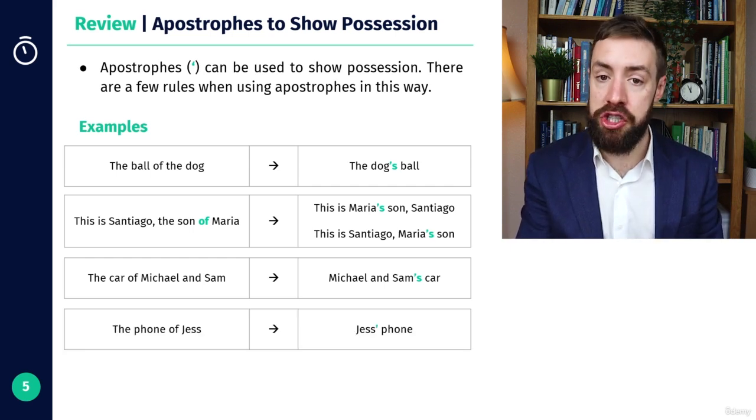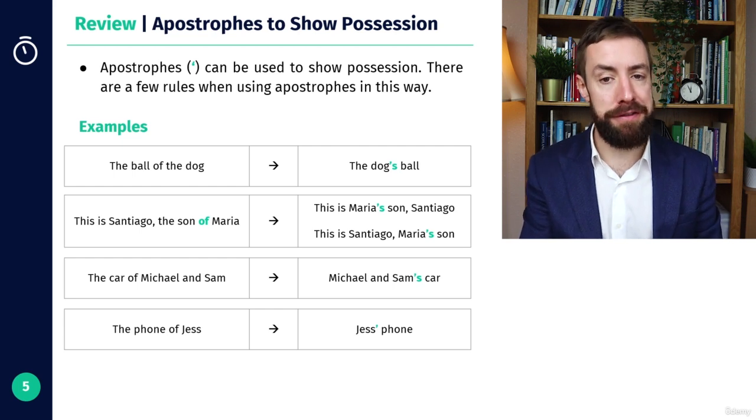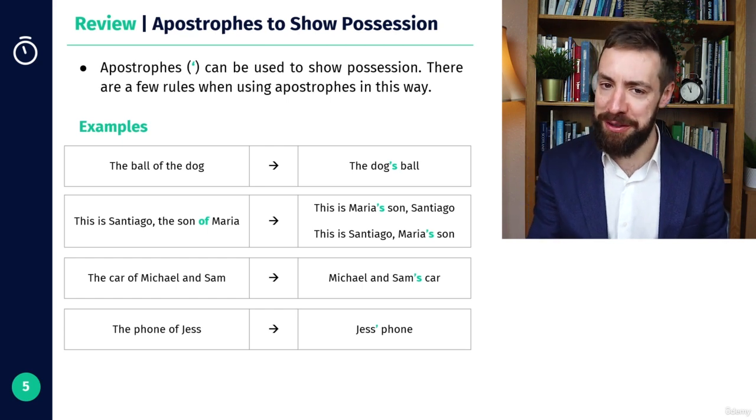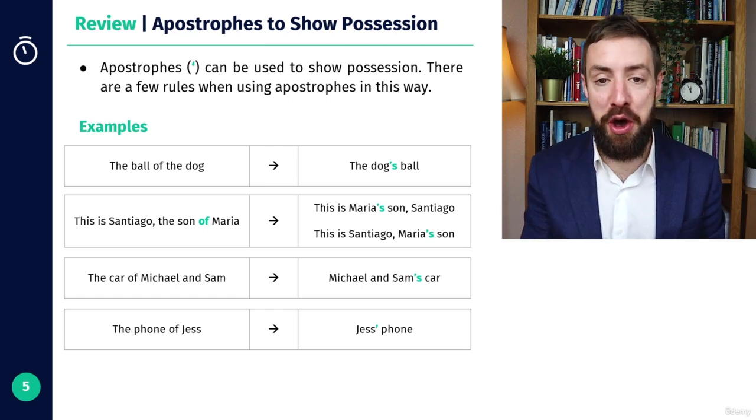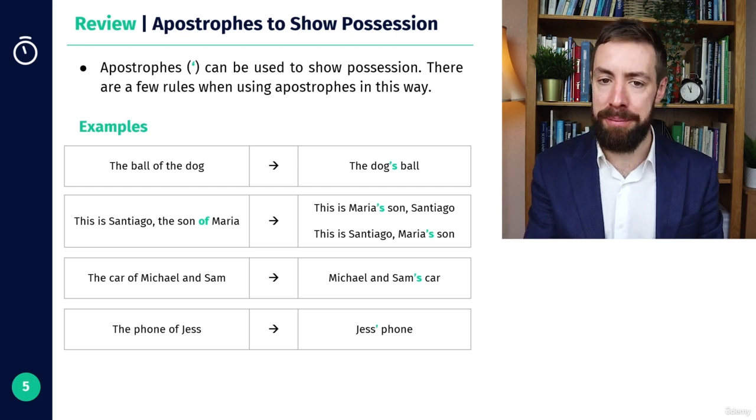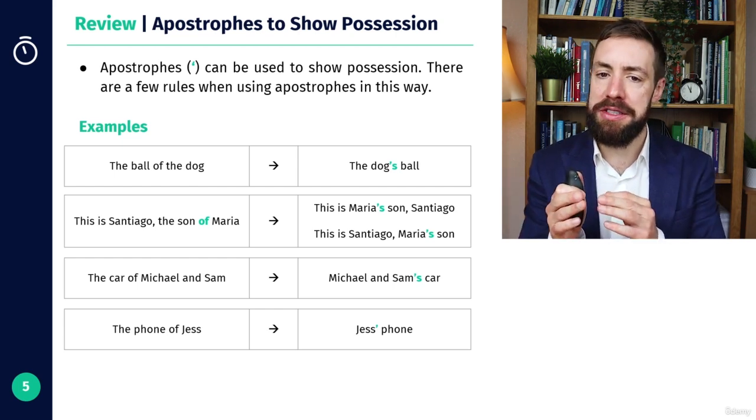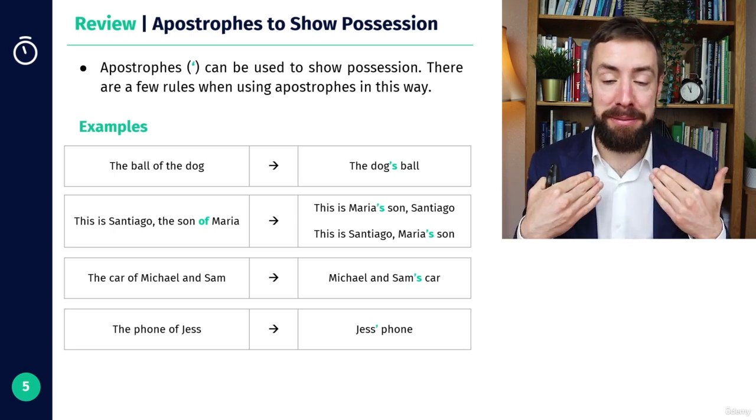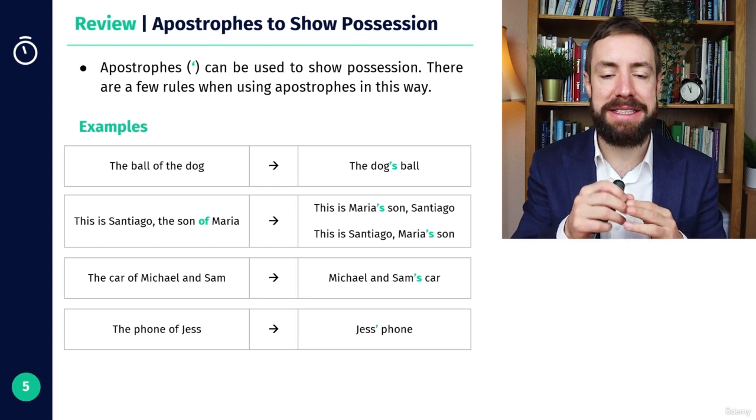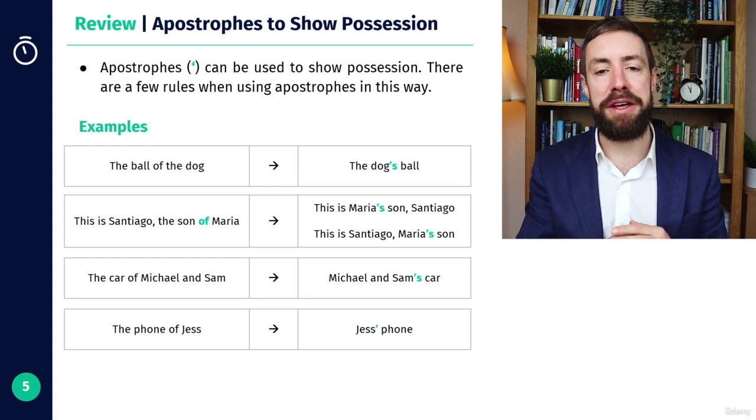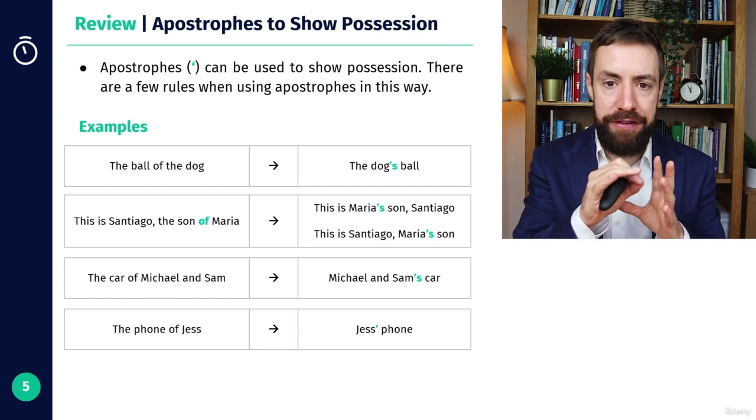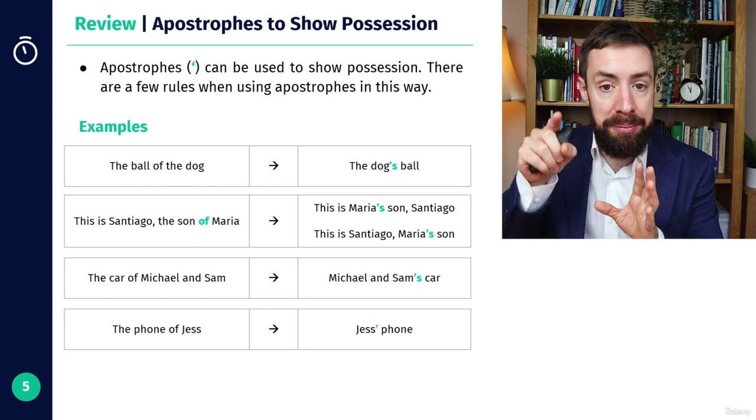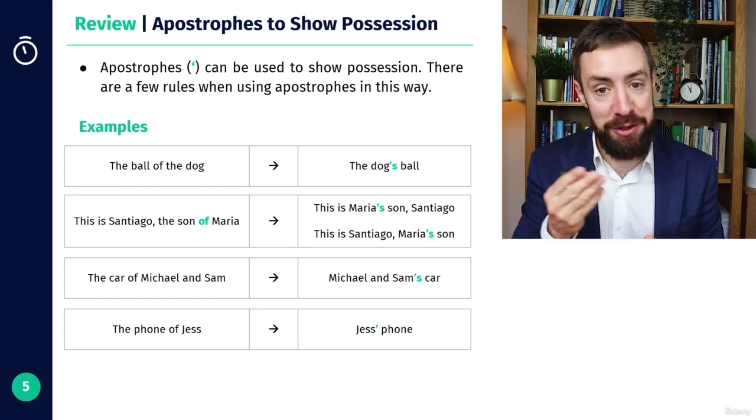Then the phone of Jess is Jess's phone. We say that one as Jess's phone. But what you'll notice is that there's no S after the apostrophe. Why not? Because that name ends in an S. Another example of that is my name, Francis. The last letters are C-I-S. So if you want to say, I'm watching Francis's course, it would be C-I-S apostrophe and then course.